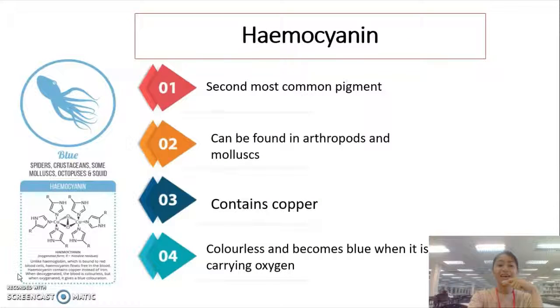Next is hemocyanin. It is the second most common respiratory pigment in animals. It can be found in arthropods and mollusks with blue color. Its blue color is due to the metal in the molecule, which is copper. However, it will turn colorless when it is deoxygenated and get back to blue when it is carrying oxygen.